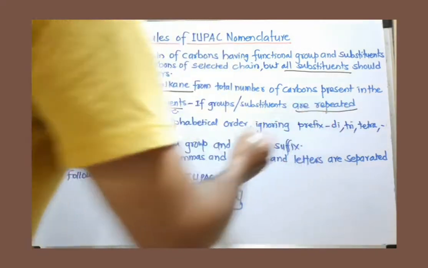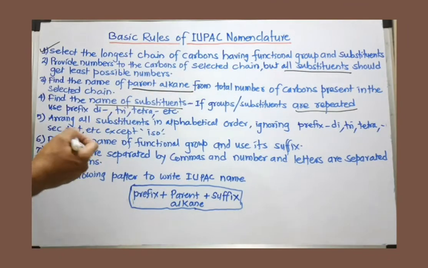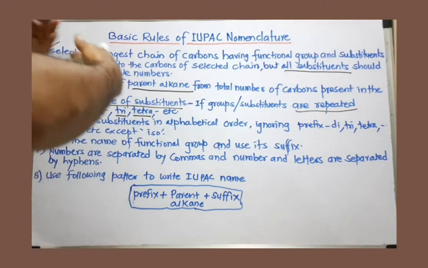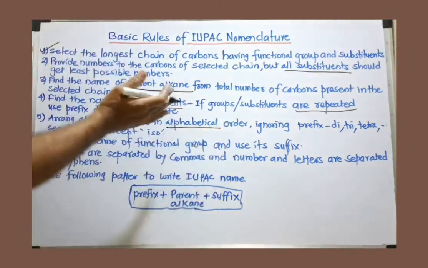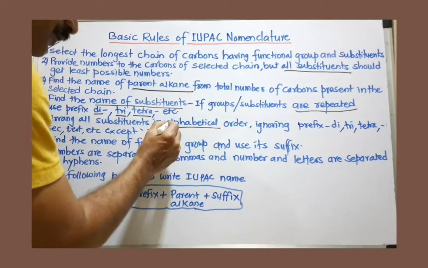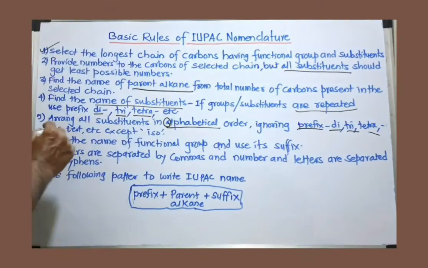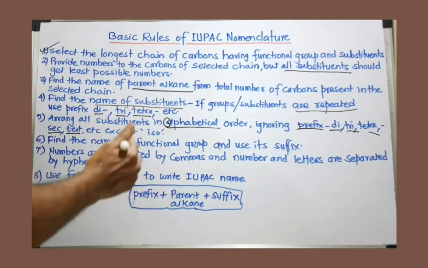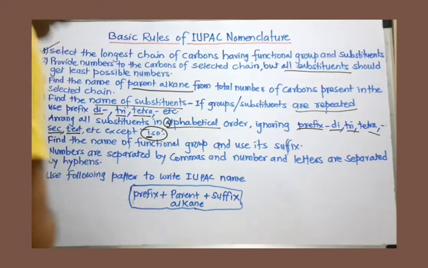For repeated substituents, there are certain groups which repeat. For those groups, you have to use the prefix di for 2, tri for 3, tetra for 4, and so on. Please use that. Arrange all substituents in alphabetical order. To arrange them in alphabetical order, you have to use the first letter, but you have to ignore di, tri, tetra, secondary, tertiary prefixes. If these prefixes are there, you have to ignore them. Only iso: if the iso prefix is there, you have to consider I for alphabetical order.